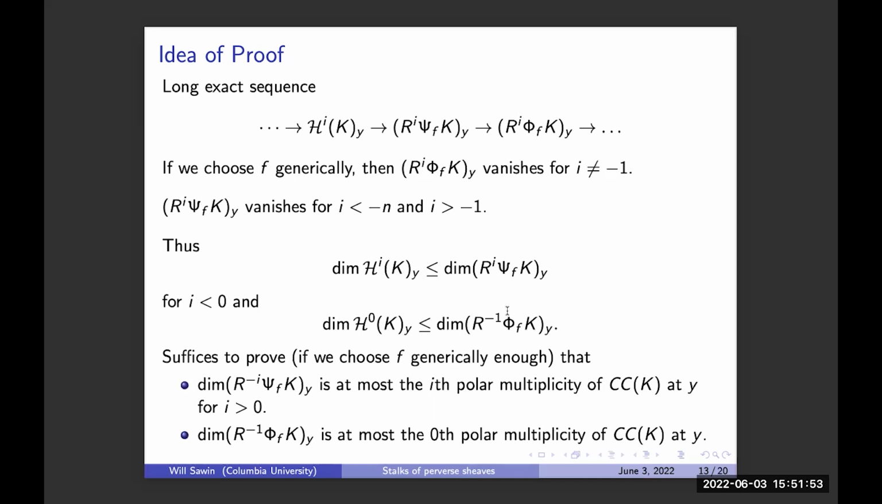To prove that the stalk in degree -i is bounded by the ith polar multiplicity, we can divide up into two parts. First, the stalk in degree -i of the nearby cycles is bounded by the ith polar multiplicity. And second, the stalk in degree -1 of the vanishing cycles is bounded by the 0th polar multiplicity. And we're going to handle those two basically separately.